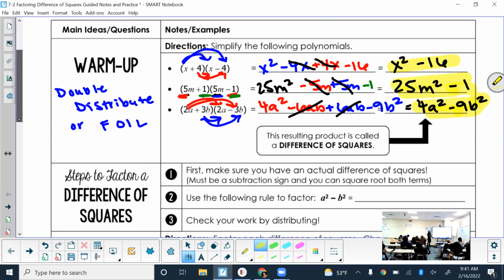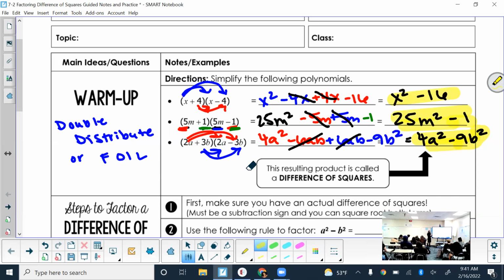And it's a difference of squares because what does difference mean in math? Subtraction. They all have subtraction signs between them. And then what do squares mean in math? And I'm not talking about the shape. What do squares mean? Multiplying by itself, how many times? Twice, so like an exponent of 2, essentially.